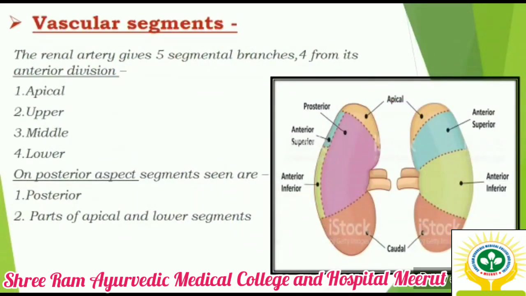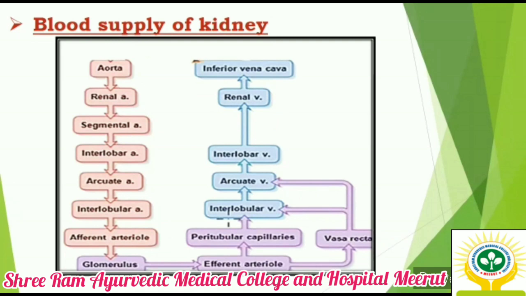Segments: the renal artery gives 5 segmental branches, 4 from its anterior division: apical, upper, middle, and lower. On the posterior aspect, segments seen are posterior parts of apical and lower segments. Supply of kidney: abdominal aorta at L1 level transfers blood to renal artery, to the segmental artery, to interlobar artery, to arcuate artery, to interlobular artery, to afferent arteriole, to glomerulus, then efferent arteriole, then peritubular capillaries, to the interlobular vein, to arcuate vein, then interlobar vein, then renal vein, and finally reaches the inferior vena cava.